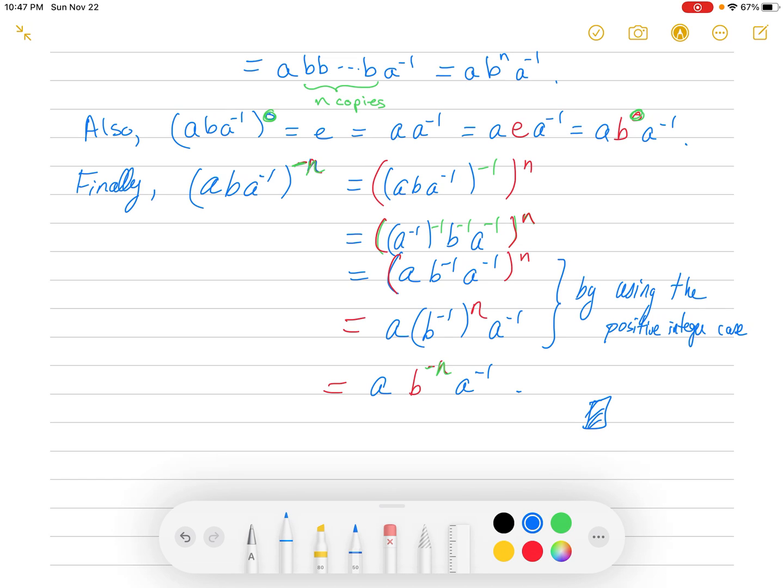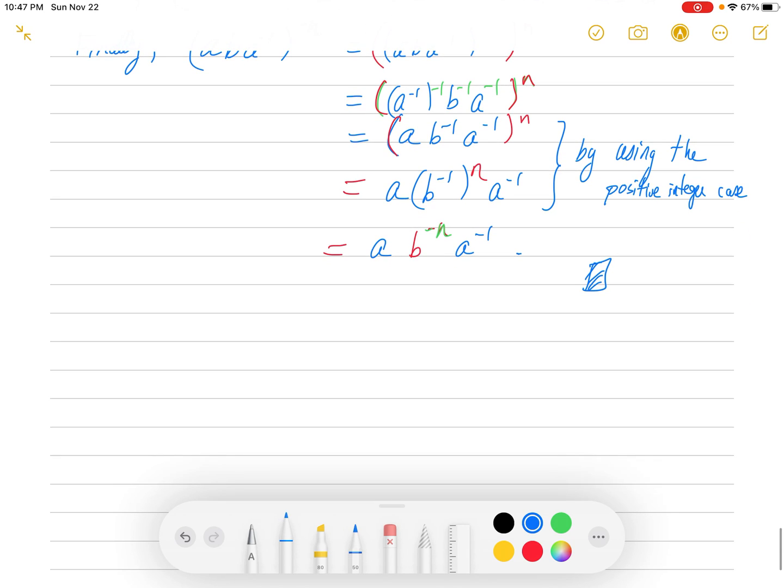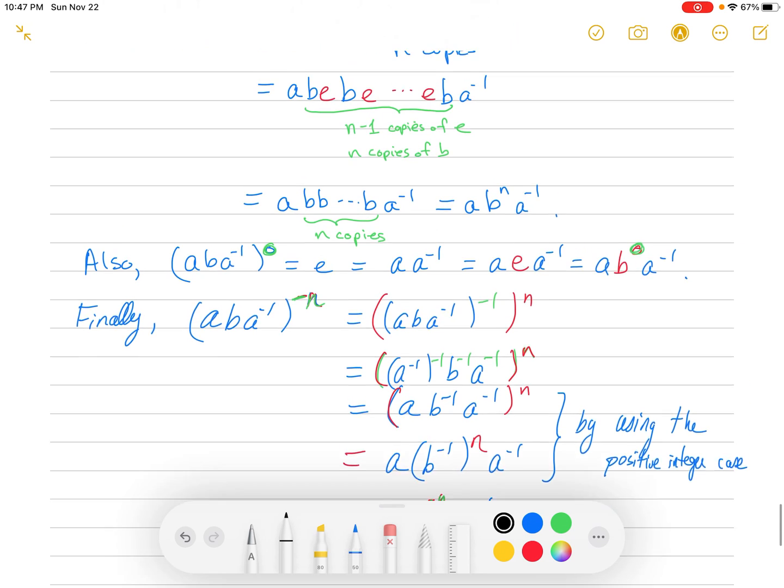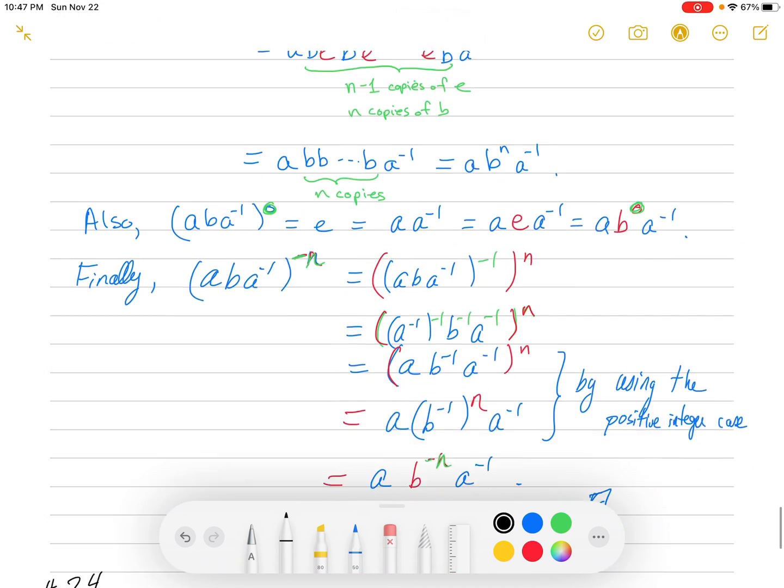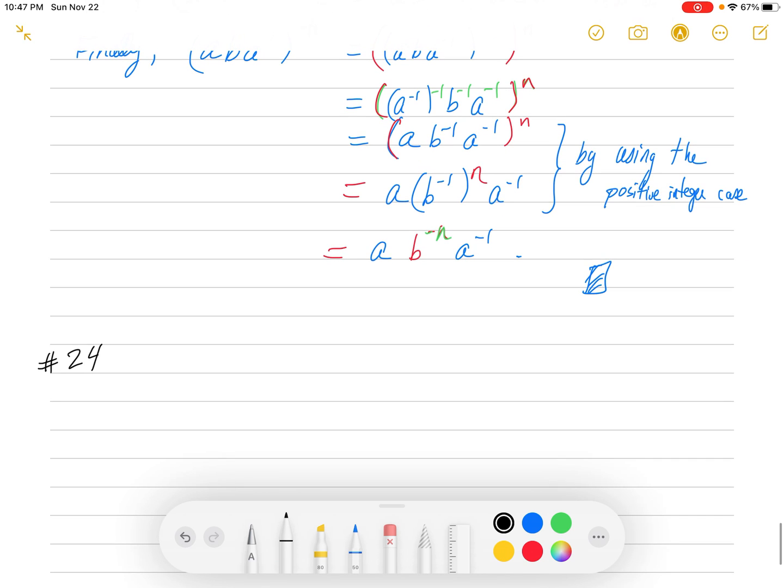Okay, so that was number 12. Now let's do number 24. This is from the same section, section 7.2.